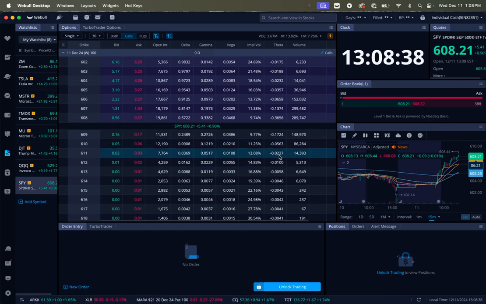You can see here we have a 0.02 something, and the ask price for this 611 is 0.03. As time gets closer, this theta is going to increase even more to destroy these contracts to zero, to make them worthless. So it's really important to know that when you're picking out of the money contracts, it's very risky, okay?